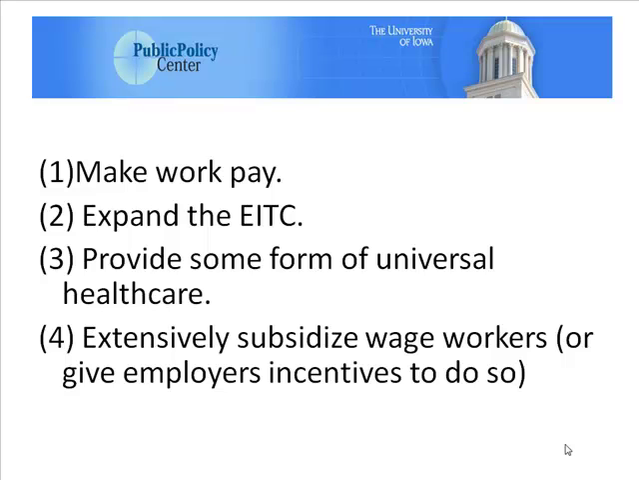And there are various mechanisms for doing that. Some talk about expanding the Earned Income Tax Credit and making it more generous, providing some form of universal health care, at least of last resort, so that employers are not held on the hook, and to otherwise extensively subsidize wage workers, and to give employers some incentive to do so.